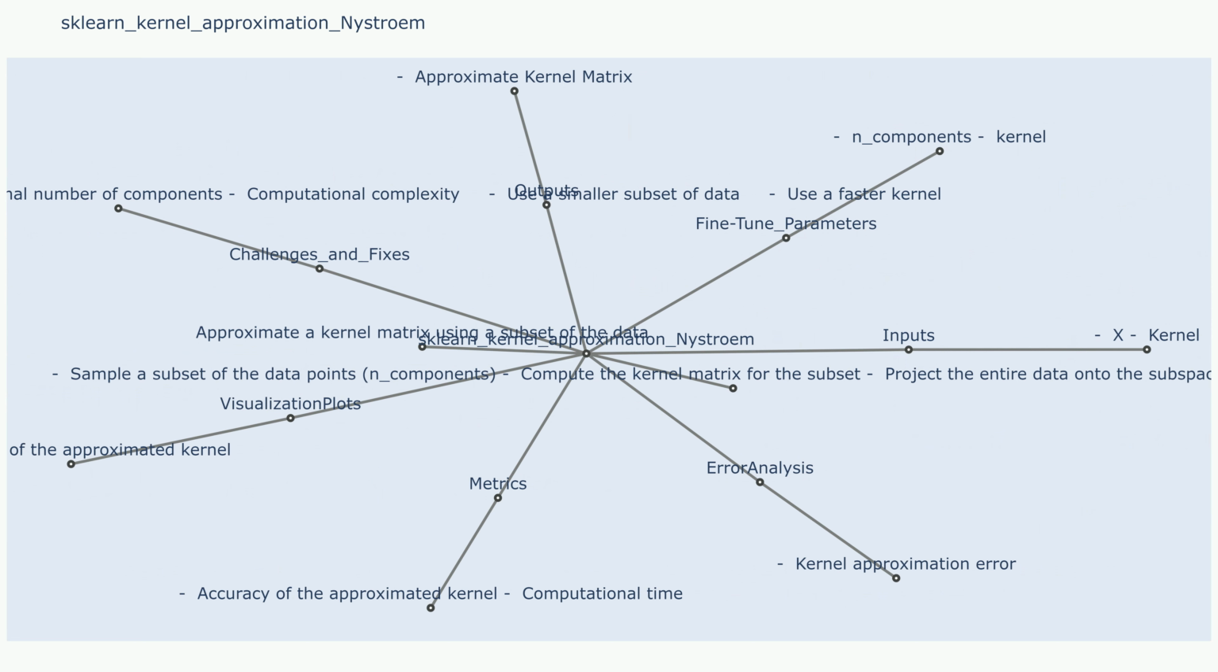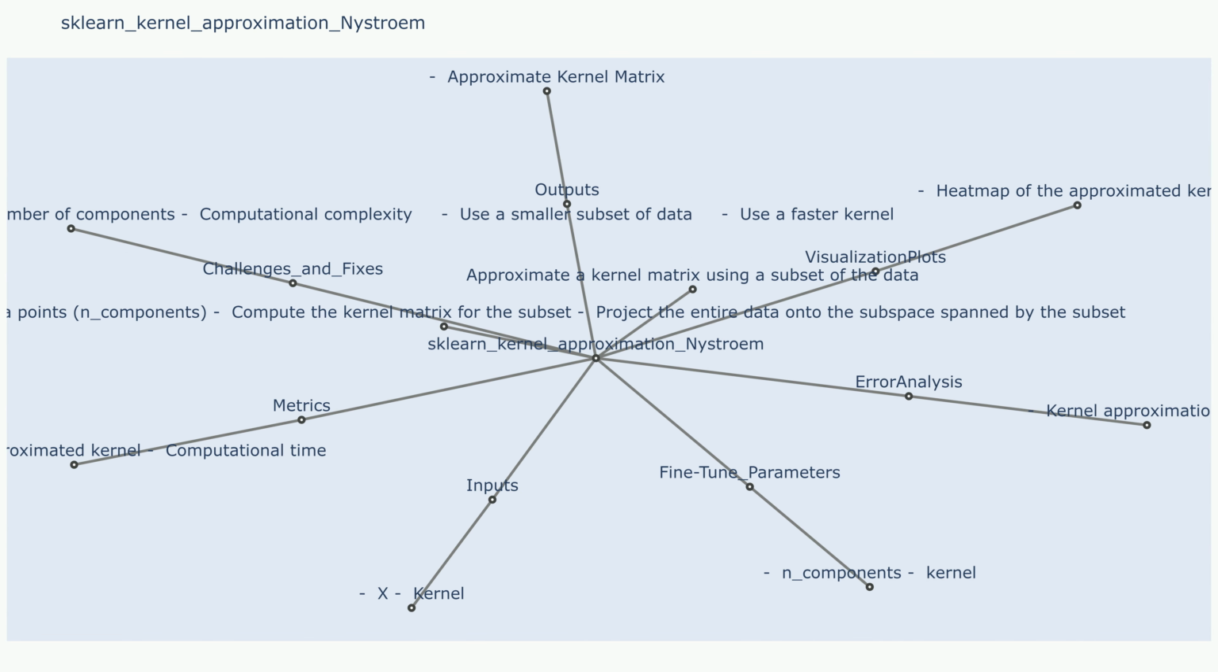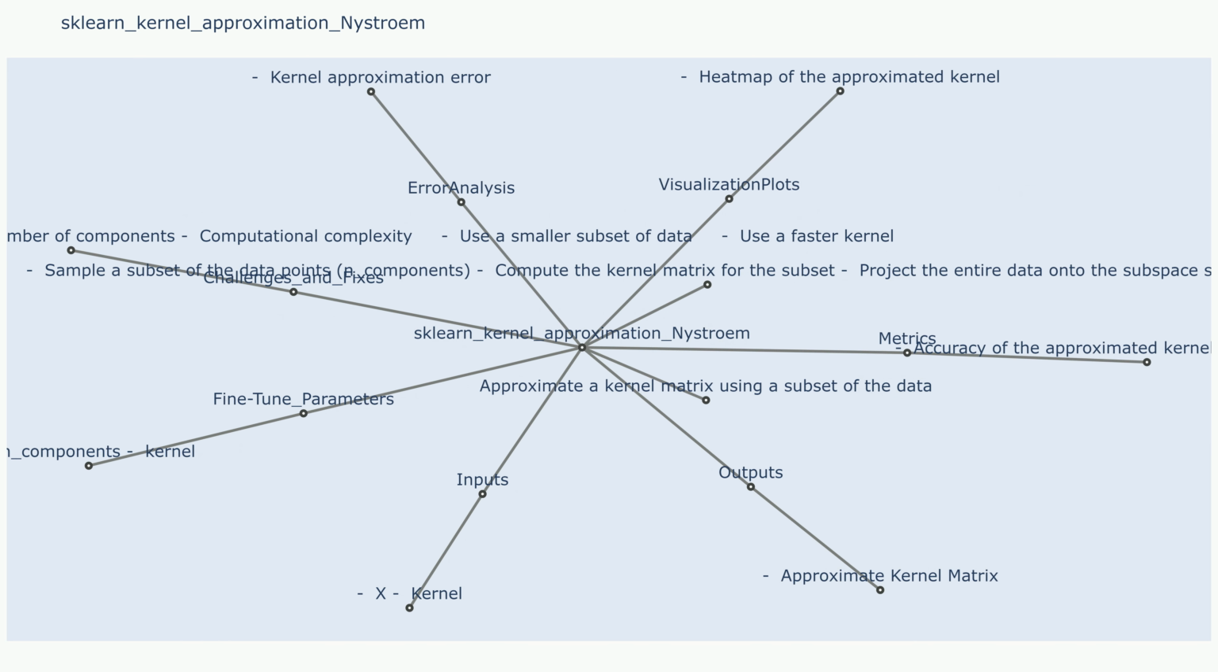Visualization plots. Kernel matrix visualization: plot the original and approximated kernel matrices to visually assess the quality of the approximation. Feature map visualization: if the dimensionality of the feature map is low enough, a scatter plot can be used to visualize the data points in the lower dimensional space generated by the Nystroem method.